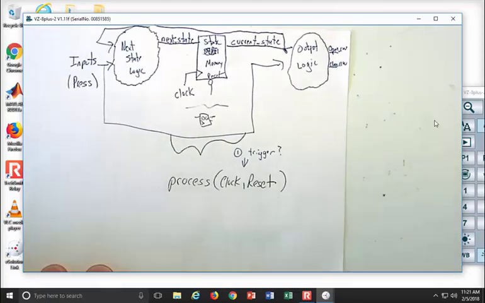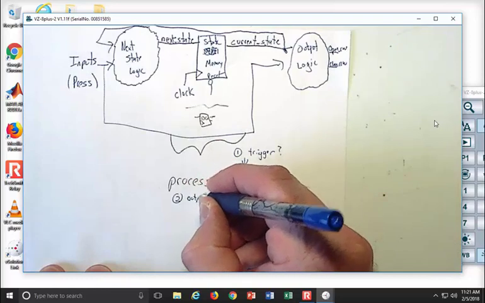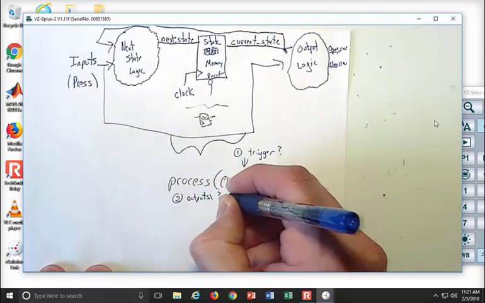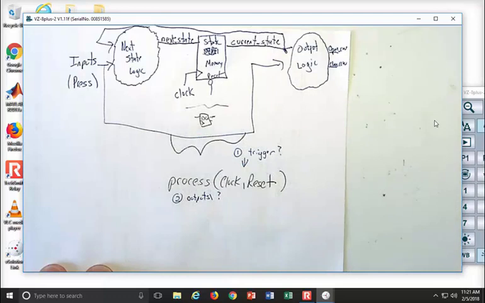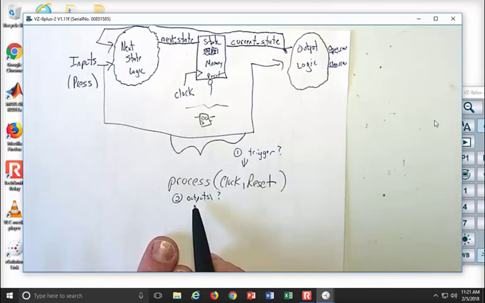The next concept that you have is what are the outputs? This process is going to assign to some outputs. You never have multiple processes driving the same signal. Otherwise you get conflict. So you always think about this process as modeling a group of circuitry which produces outputs. What are the outputs that this state memory block produces?